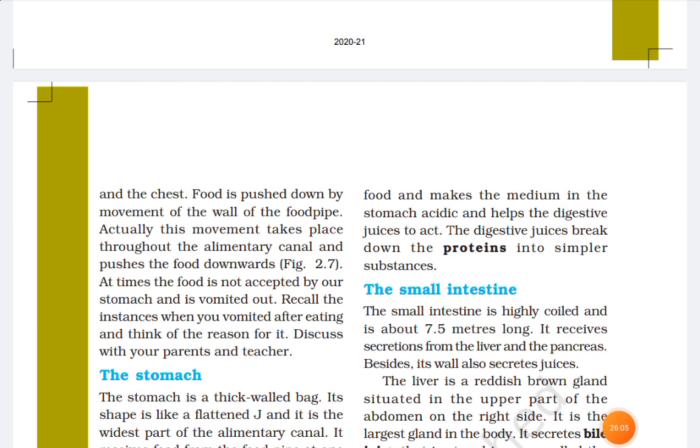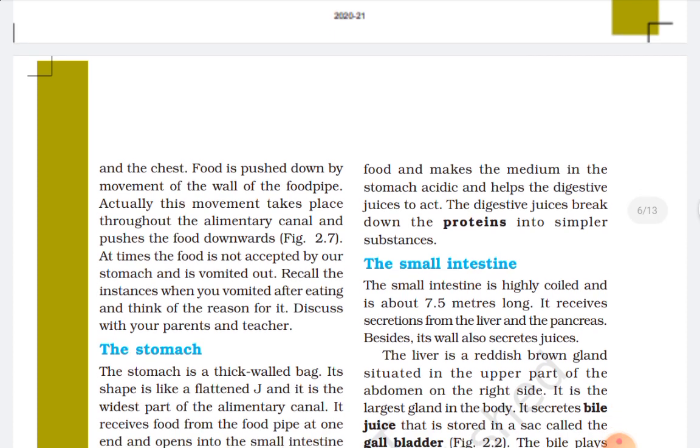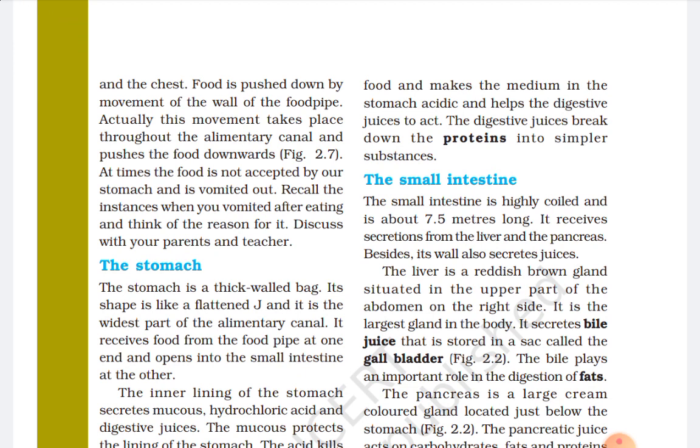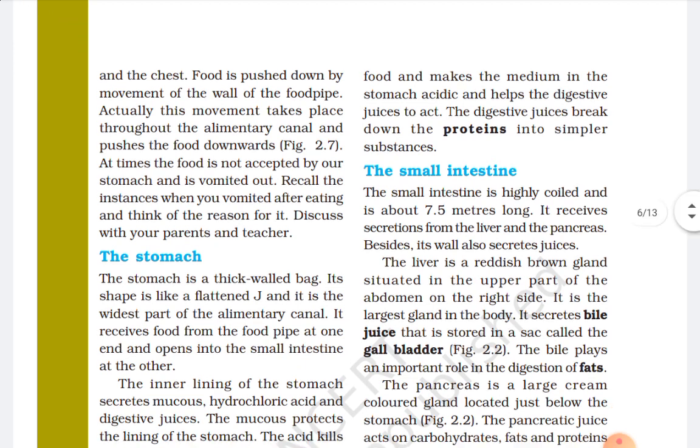At times, the food is not accepted by our stomach and is vomited out. Recall the instance when you vomited after eating and think of the reason for it. Like when we eat something raw or something that tasted very bitter, we just vomit it out.